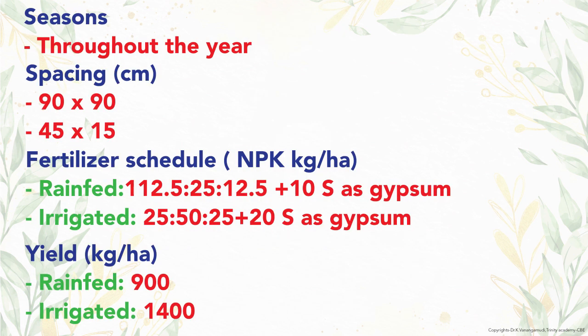The season is, it is grown round the year, adopting a spacing of 90 by 90 and 40 by 15 centimeter depending upon the variety. In the case of rain-fed crop, the recommended fertilizer is 12.5, 25 and 12.5 NPK and 10 kg of sulfur in the form of gypsum. While for irrigated, it is 25, 50, 25 NPK and 20 kg sulfur for 1 hectare.